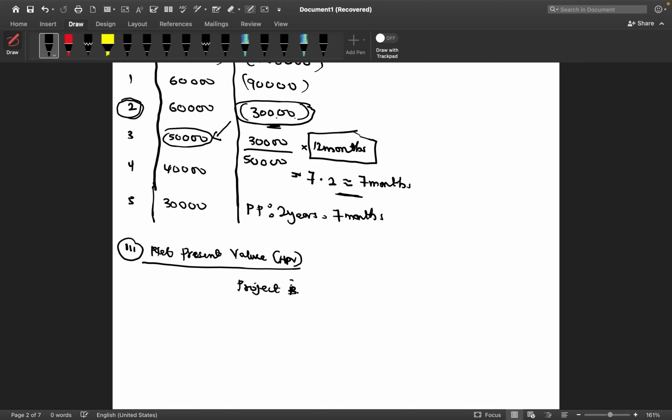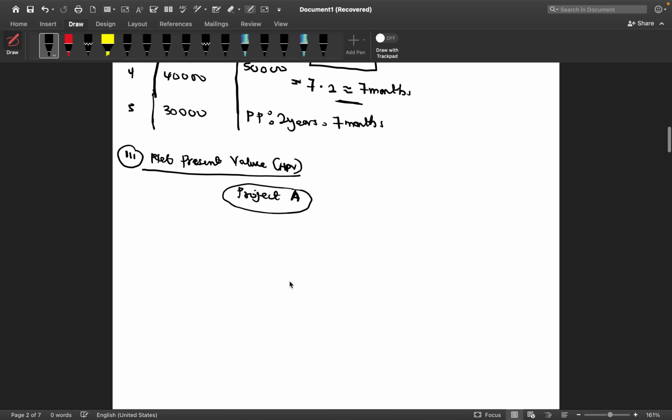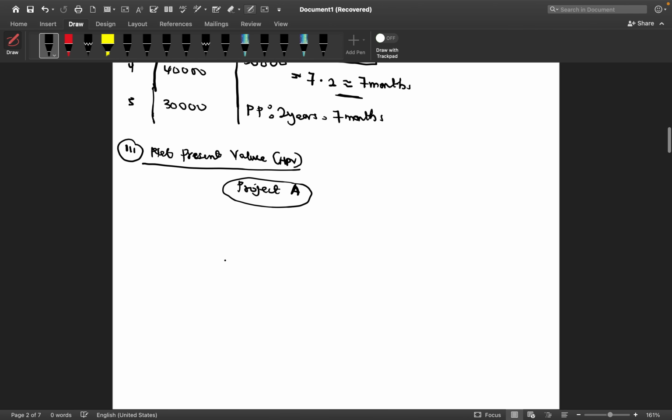So this is project A. So I'll do project A and also do project B. So with the NPV too, with project A, remember we're given a cost of capital of 10%.